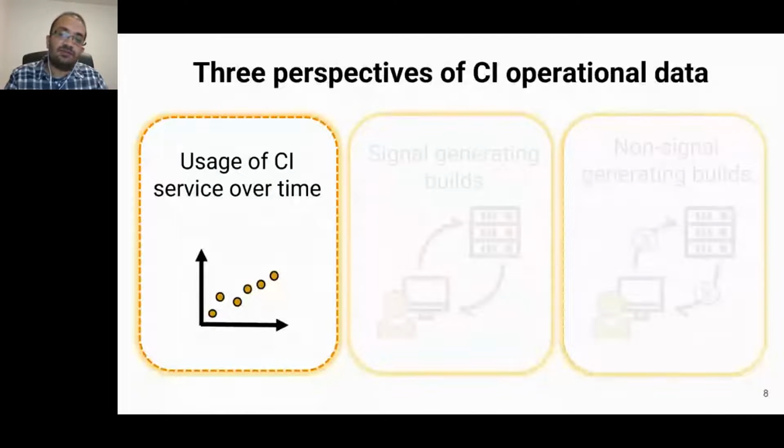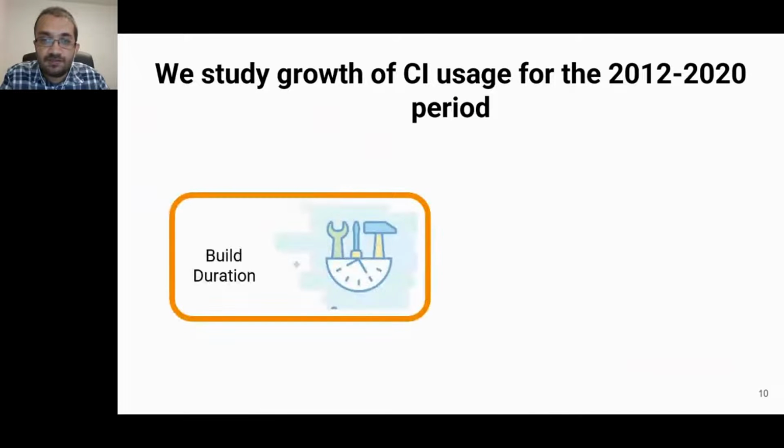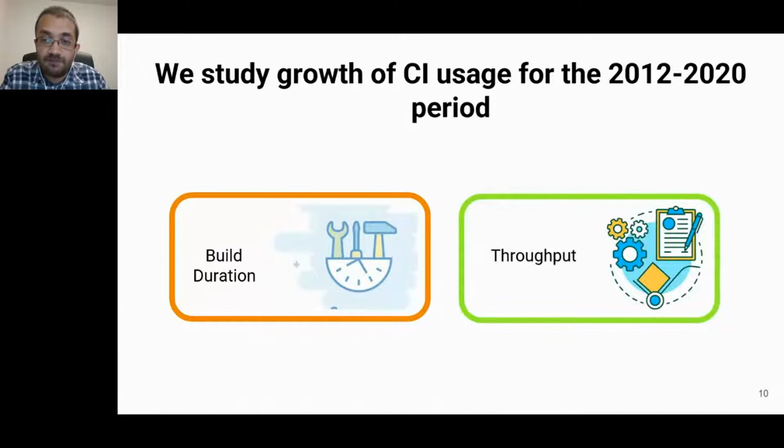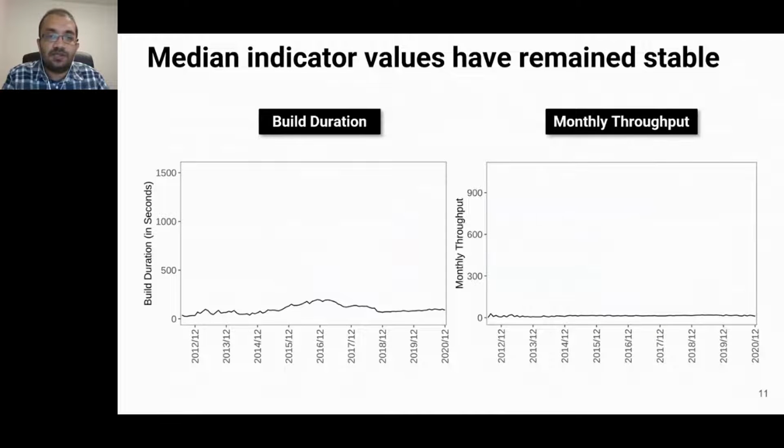As the first research question, we look at usage of the CI service over time. We study the growth of two indicators, that is build duration, the time taken by a build to run from start to finish, and build throughput, the number of builds completed in a fixed time period. Plotting median values of these two indicators showed that the values have remained stable over time. That means CircleCI was able to provide a consistent service to the average user over time.